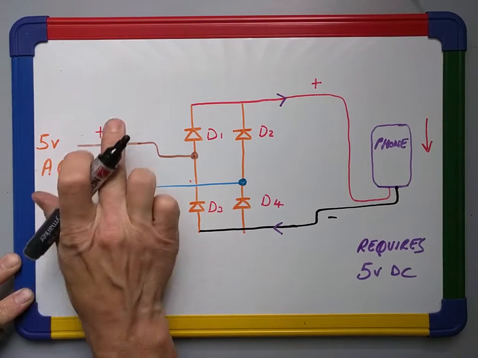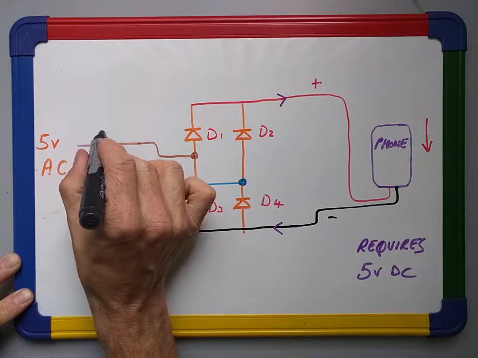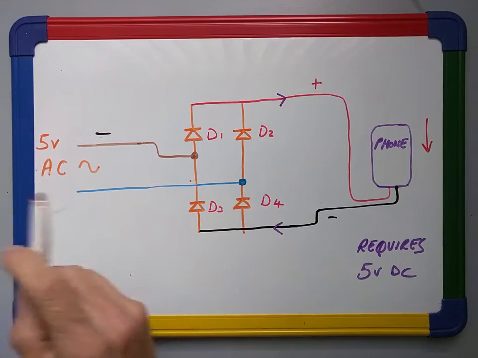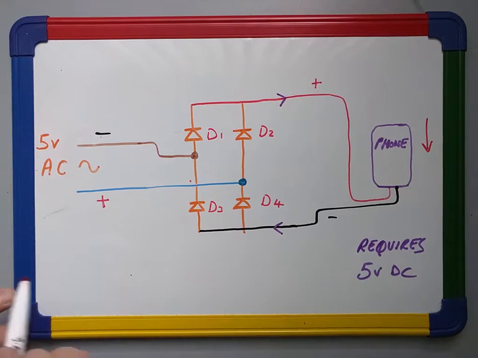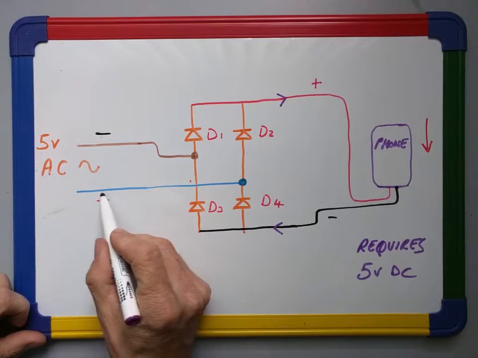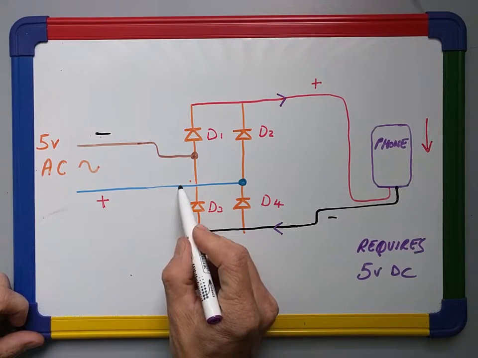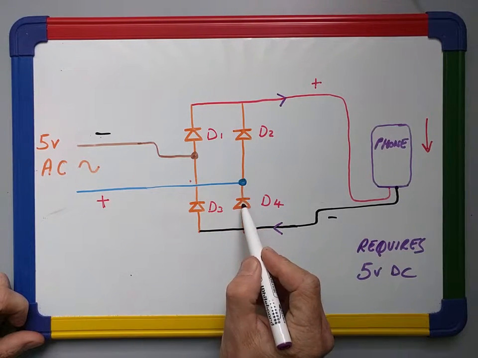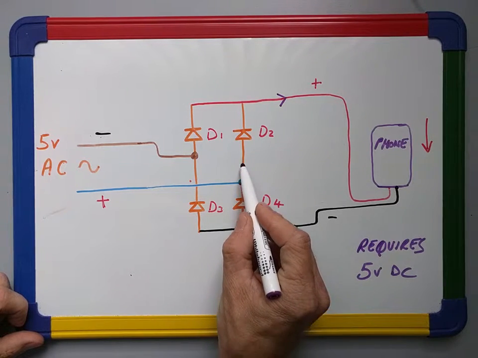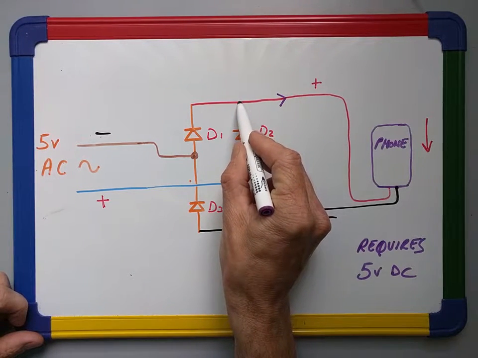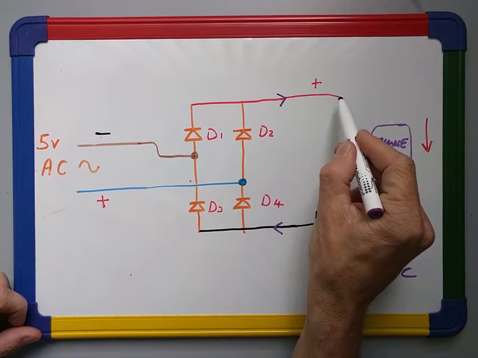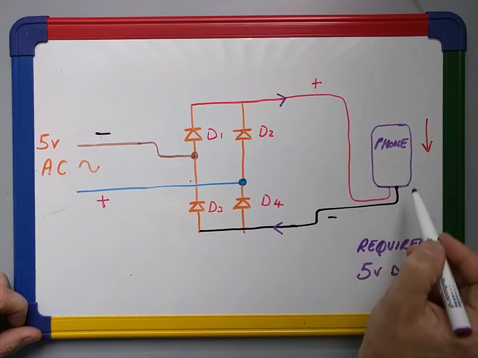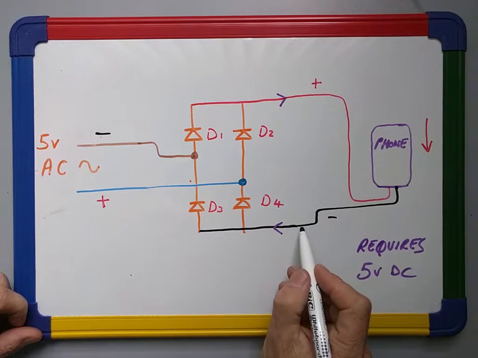Now let's think about the time a split second later whenever the polarity switches over here. So now the current flow wants to come in here from positive to negative, remember, so it's going to flow in here. It can't flow through D4 because that's the wrong way, so it's going to flow up through D2. Can't go through D1 because that's the wrong way. Going to flow out here, down through the phone, top to bottom, and this time it's coming back.